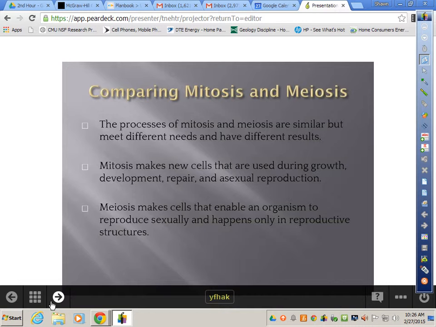All right. So the processes of mitosis and meiosis are similar but meet different needs and have different results. In the last chapter, we talked about mitosing cells, like somatic cells dividing. In this chapter, we're talking about making gamete sex cells.